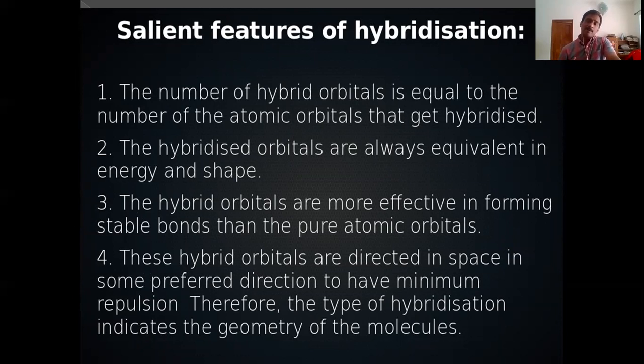The number of hybrid orbitals is equal to the number of atomic orbitals that get hybridized. If 4 atomic orbitals are undergoing hybridization, you will get 4 hybrid orbitals. If 5 atomic orbitals are undergoing hybridization, you will get 5 hybridized orbitals.